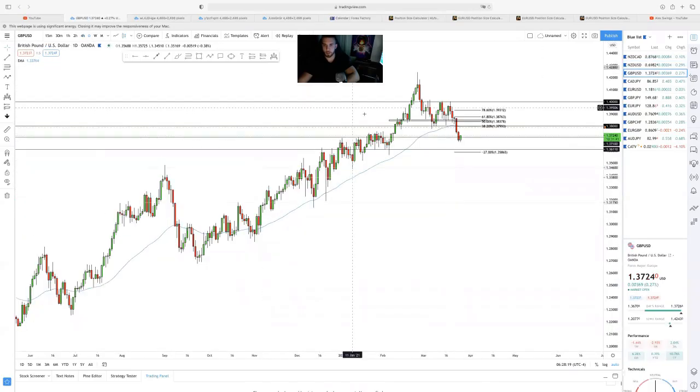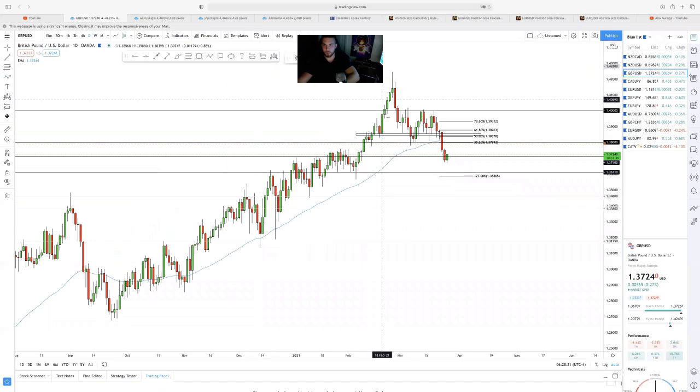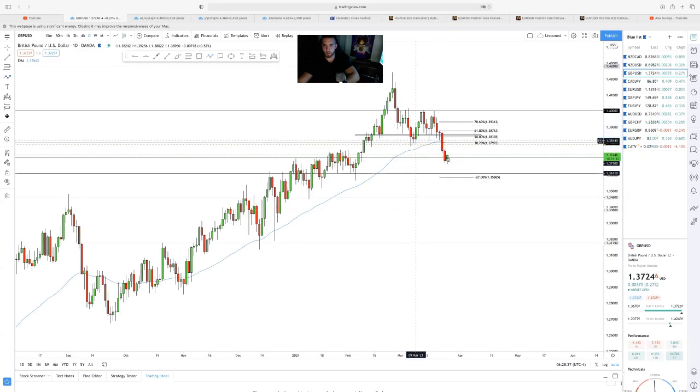GU, same thing. We've clearly broken out of this cluster here, and now we're having that pullback to retest the EMA with the previous structure. As you can tell, it looks like we're already having that pullback.